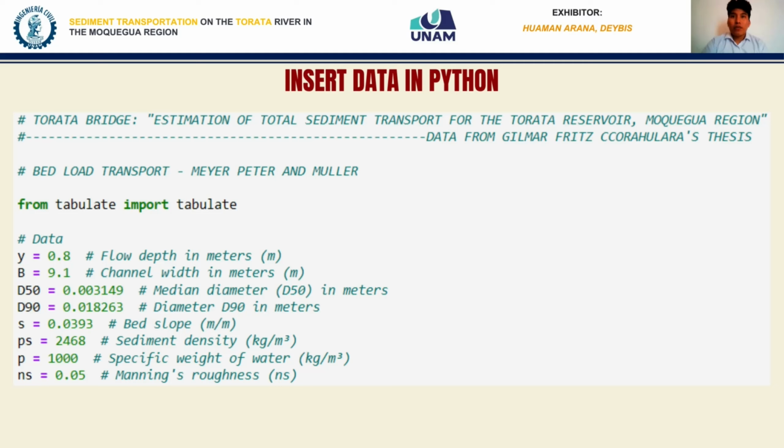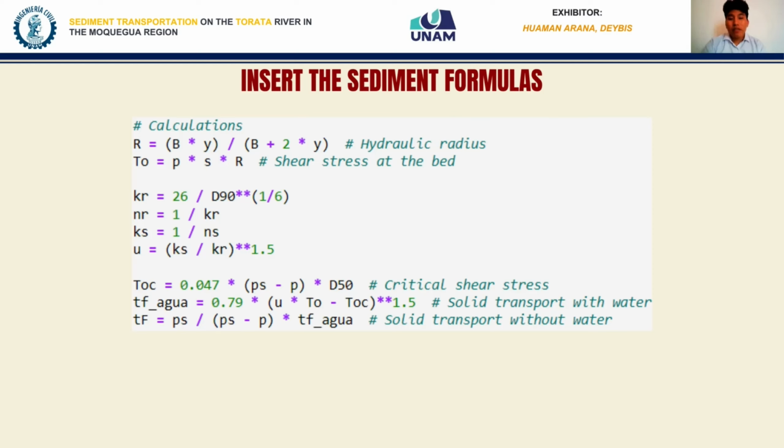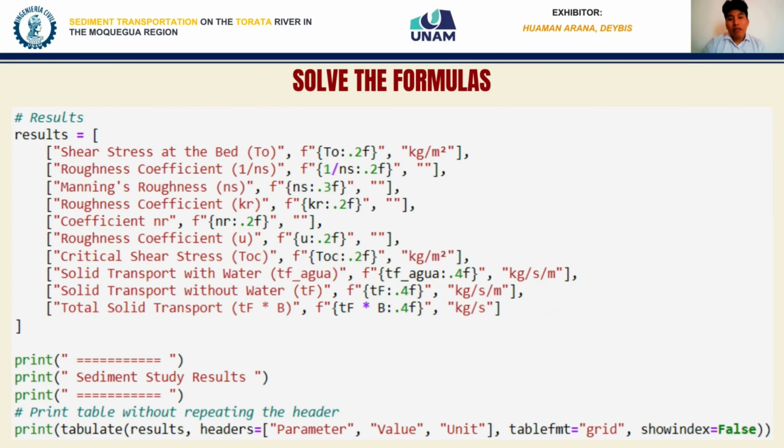So, with that, the bottom sediment transport can be calculated with the help of Python. First, we insert the values of flow depth in meters, the channel width in meters, median diameter d50 in meters, diameter d90 in meters, bed slope, sediment density, specific weight of water, and Manning roughness. Second, insert the sediment formulas to calculate the bottom sediment transportation. To do this, you must first calculate hydraulic radius, shear stress at the bed, and the critical shear stress. Finally, calculate the solid transport with water and solid transport with out of water. Then solve the formulas and present the results with Python.